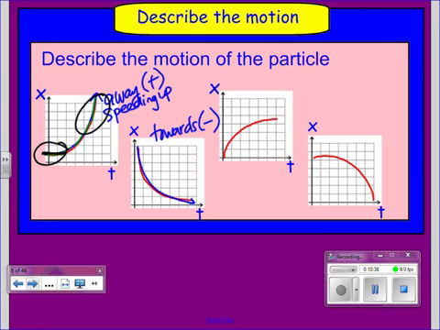Now, is it speeding up or slowing down? Well, let's look at what the slope's doing. The slope starts very dramatic at the beginning, but then starts to get a little less steep as time goes on and starts to flatten out right at the very end. If it's flattening out at the very end, what that means is the object must be slowing down.